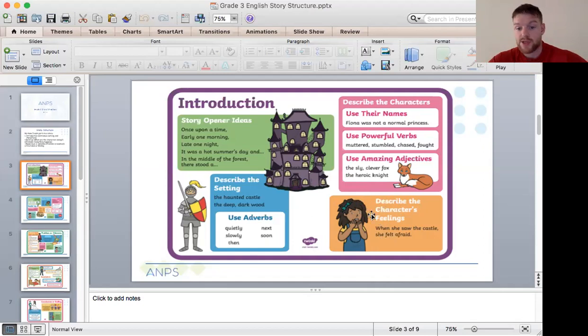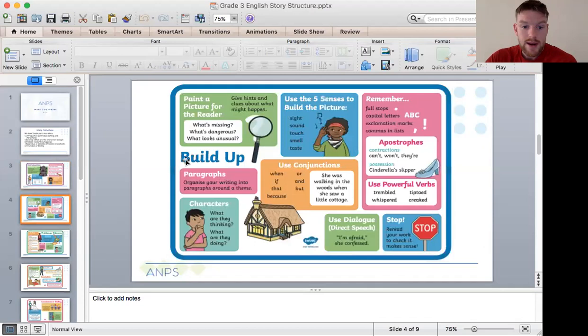And I can describe her feelings as well. When she looked outside of the castle windows, she felt happy, something like that. Now, our build-up then, what are the characters doing? So I could say, Princess Fiona was stroking her long blonde hair, something like that. Or what are they thinking? Again, the idea is that we paint a picture for the reader. So we get a picture in our heads, and we can picture what the actual characters are doing.